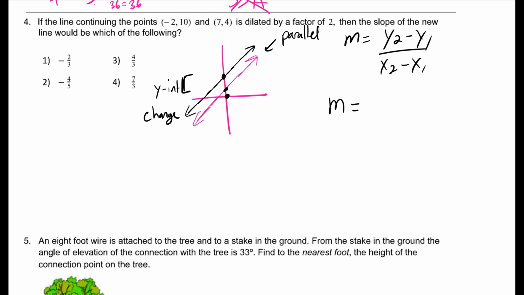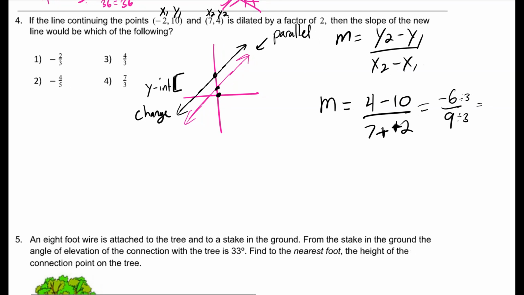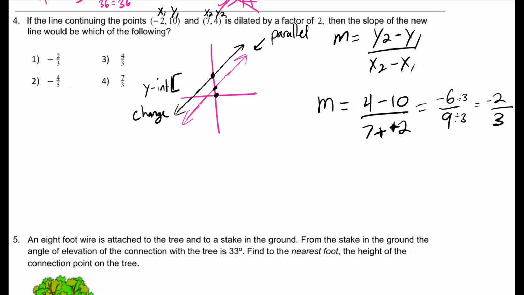So if I label my points as x1, y1, and x2, y2, it's 4 minus 10 over 7 minus -2. Now I would never write it as minus -2. Remember, 2 negatives make it positive. In the numerator I get -6. In the denominator I get 9. That's not one of my choices. But if I reduce this fraction by dividing the top and the bottom by 3, I find the slope is the same as -2 over 3. And because I need that to be the same as the slope of my image, the slope of my new and my old line are going to be -2/3.